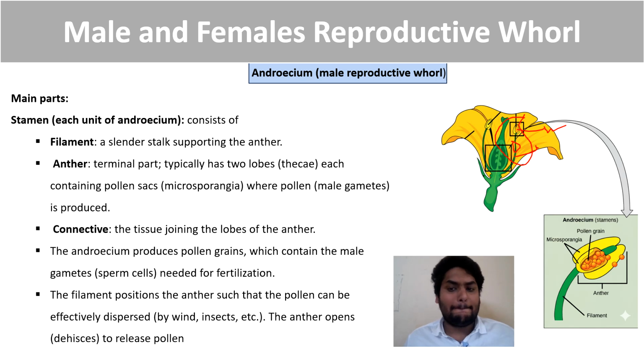The filament, like a slender stalk, supports the anther. This filament supports the anther, and the anther is a terminal part that typically has two lobes, each containing a pollen sac, like microsporangia, where the pollen, the male gametes, is produced. So the androecium produces the pollen grains, which contain the male gametes needed for fertilization. And the filament positions the anther so that the pollen can be effectively dispersed by wind, insect, or other pollination methods.